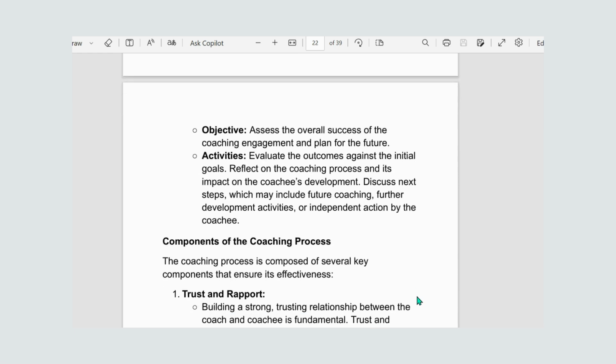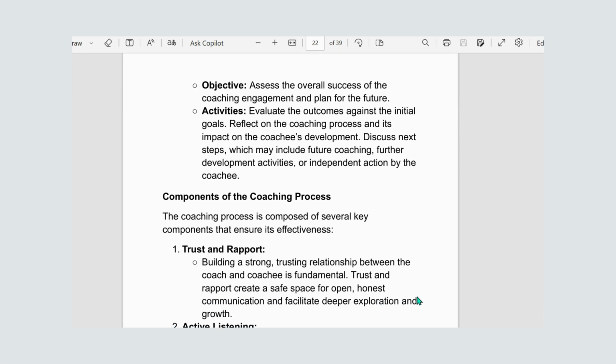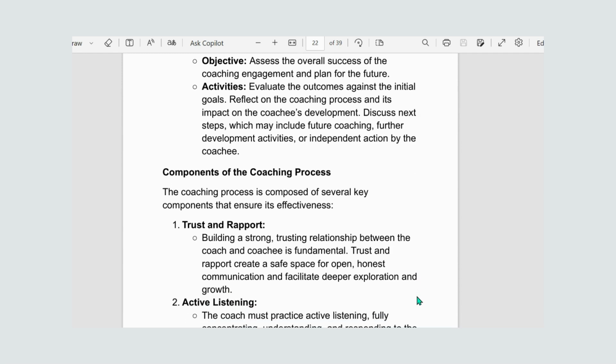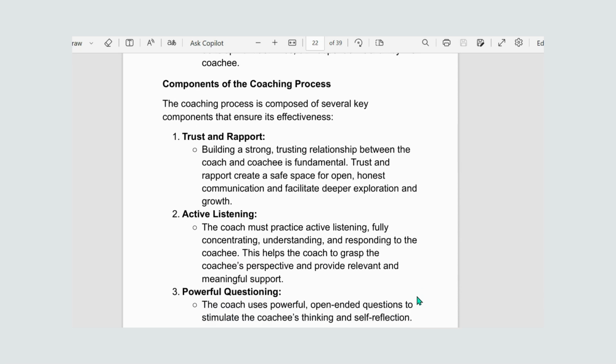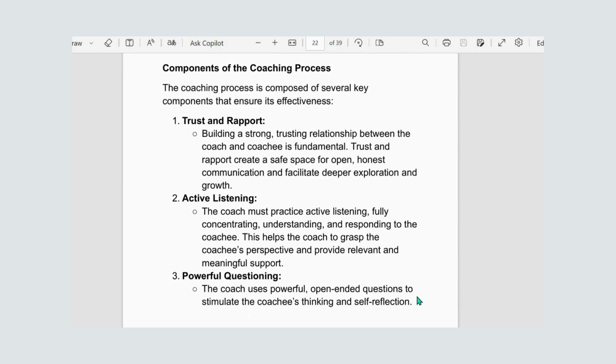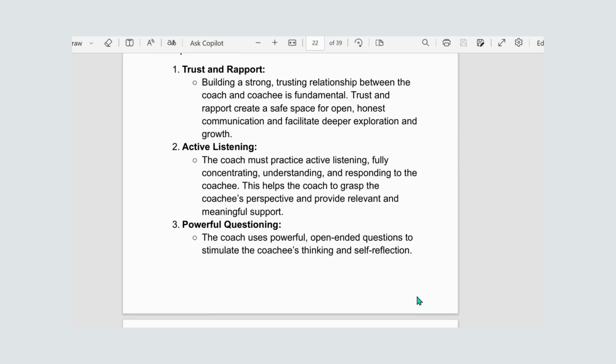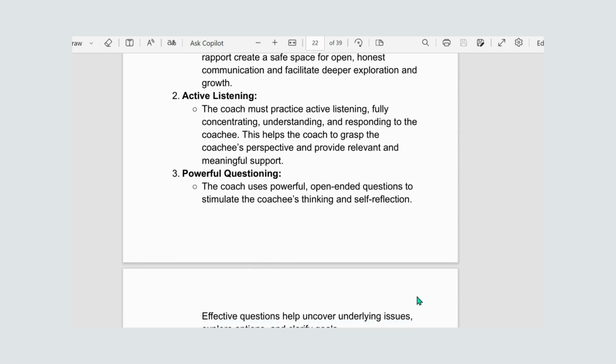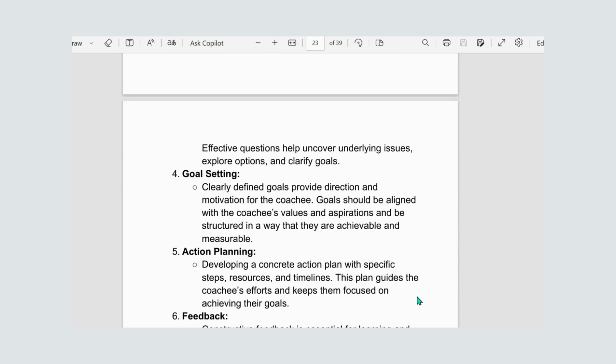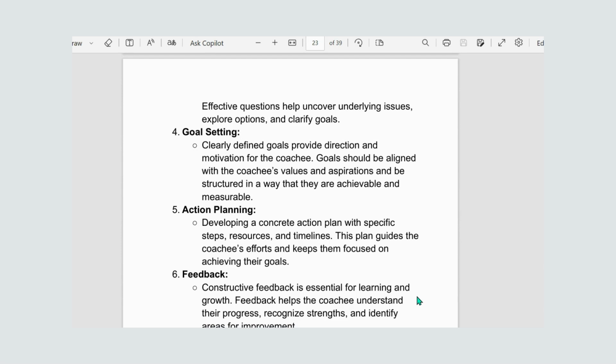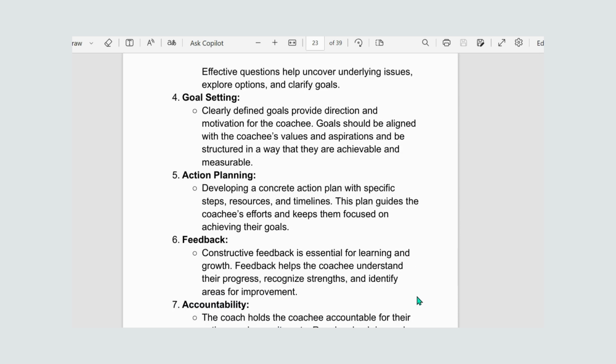And now let's see the components of the coaching process. The first one is trust and rapport. Coaching helps to build a strong trust relationship between the coach and coachee, which is fundamental in any organization. It also helps in active listening. The coach must practice active listening, fully concentrating, understanding, and responding to the coachee. Powerful questioning also plays an important role here. The coach uses powerful or open-ended questions to stimulate the coachee's thinking and self-reflection. Goal setting is also one of the most important keys, which helps to provide direction and motivation for the coachee. Action planning also helps in guiding the coachee's efforts and keeping them focused on achieving their goals.